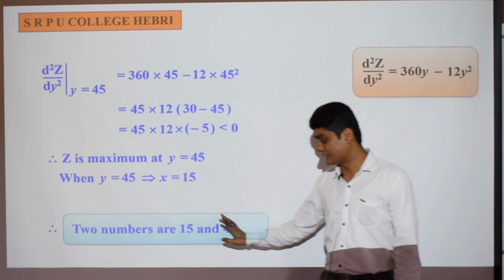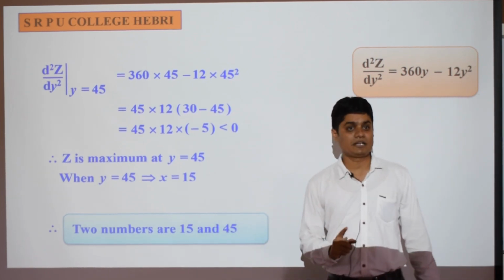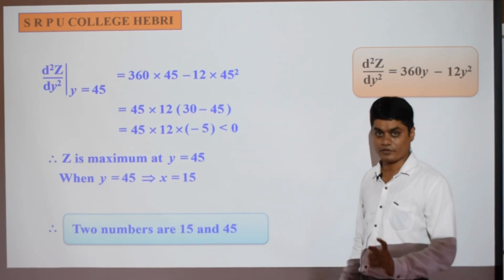Okay, so get the number properly. The two required numbers are 45 and 15. Very good. I hope you understood.